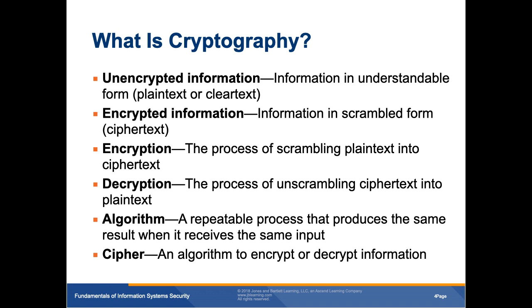So encryption is the process of scrambling plain text into ciphertext, and decryption is the process of unscrambling the ciphertext into plain text. And we use an algorithm, which is a repeatable process that produces the same results when it receives the same input. And then a cipher is an algorithm to encrypt or decrypt information.